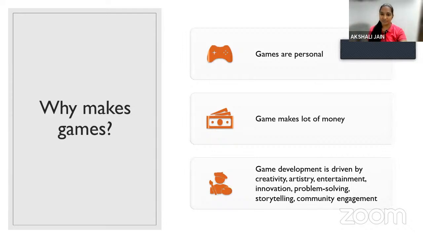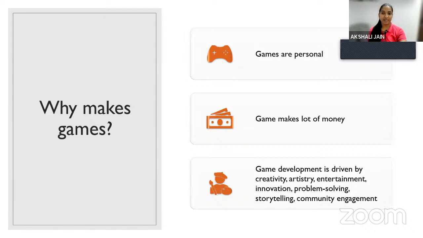That's why games are personal. Second thing, games make a lot of money. I can give you the example of Rockstar's GTA 5, and GTA 6 will be launching soon. These are companies which make a lot and lot of money. Once you make the game, you will earn money forever.